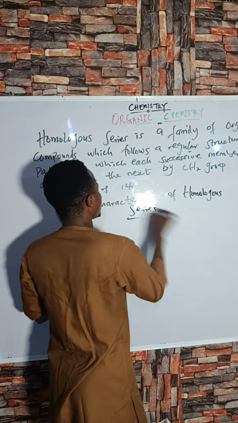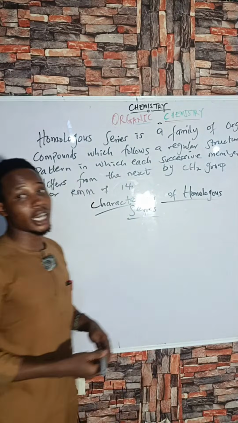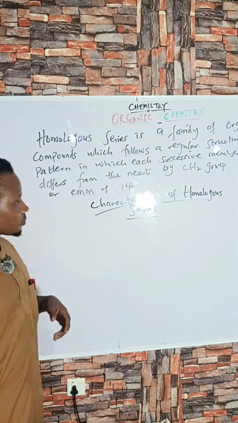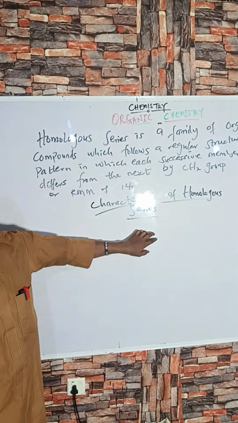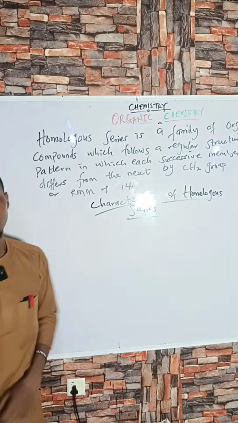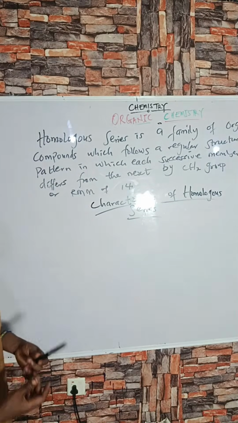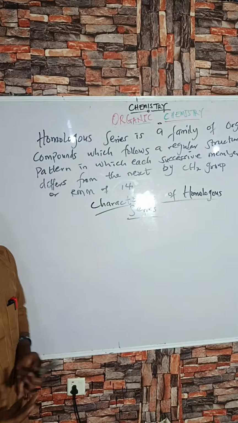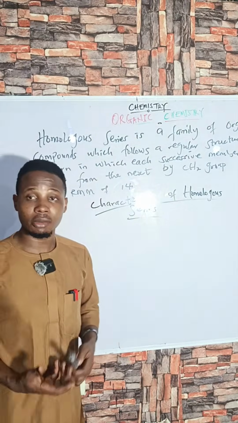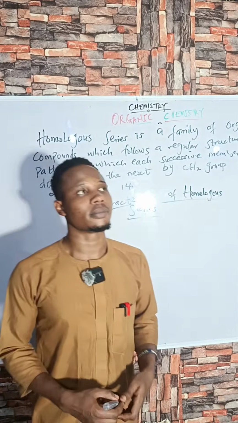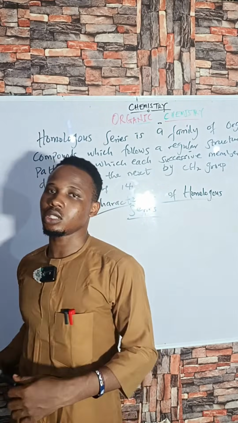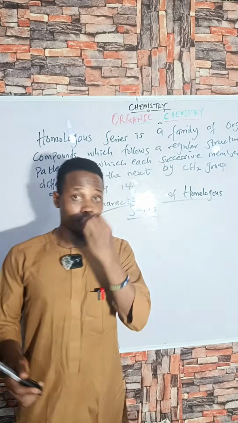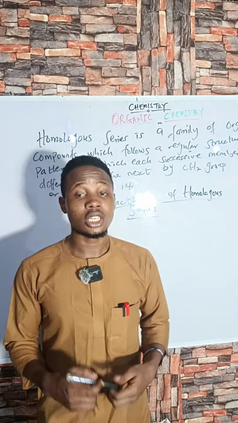Number one, each member differs by a CH2 group. Number two, we said they have similar chemical properties. That means for their physical properties, you expect something different. But for their chemical properties, it's going to be similar.